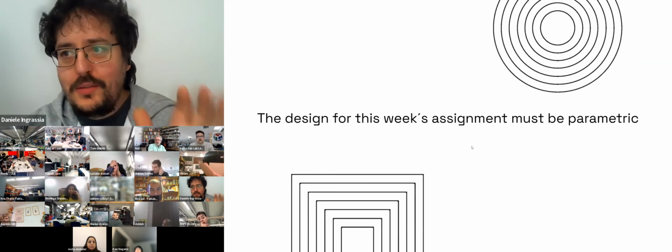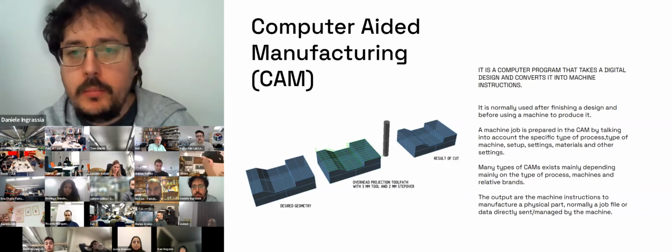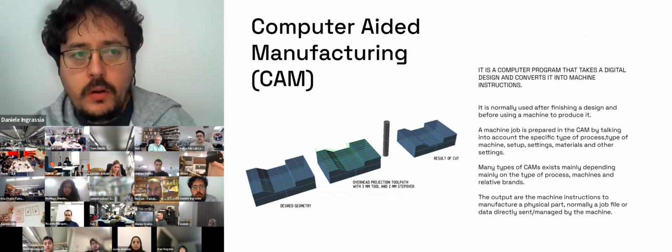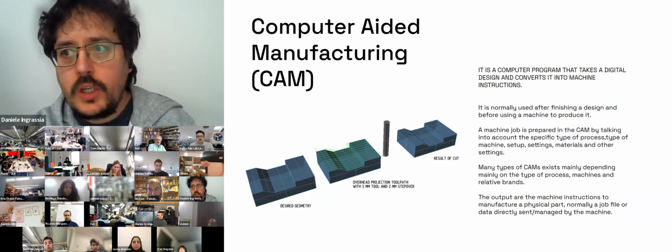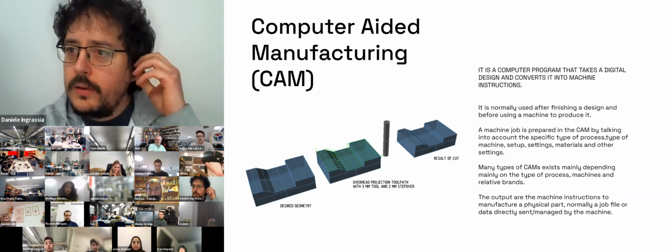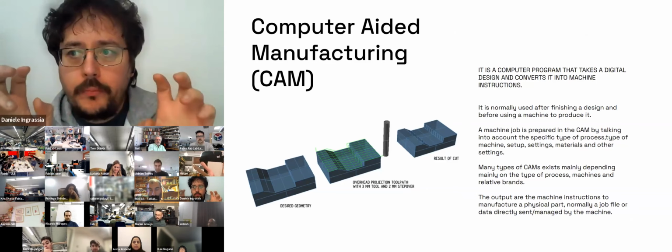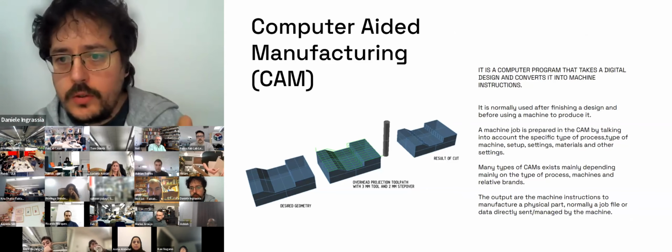So I have a small section about computer-aided manufacturing, that is the acronym for CAM software, because I think it's important to understand what it is. You will face this also in the Make Something Big assignments, or for example, the molding and casting. So put it very simply, a CAM software is a software that takes a digital design and converts it into machine instructions. So you can design your part, then you go through the software, and through the software, you generate basically the job that the machine will execute afterwards.